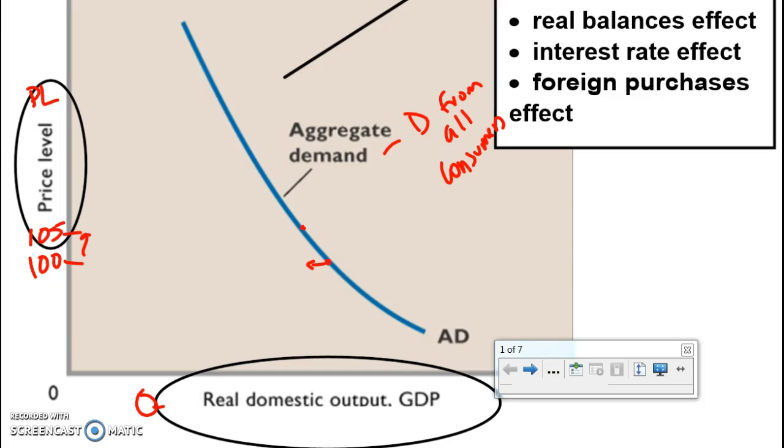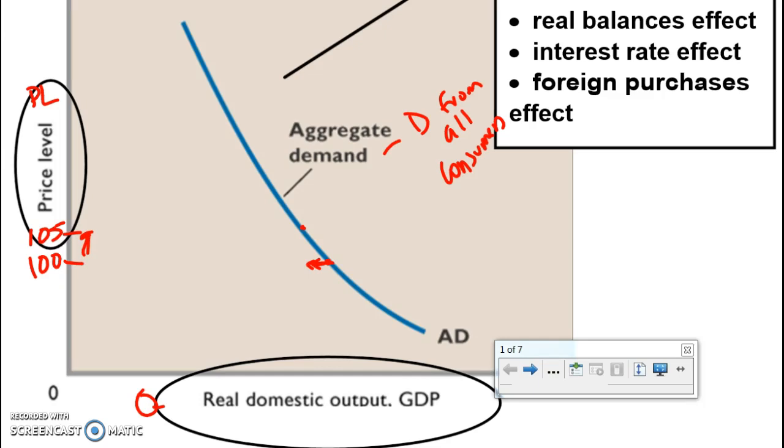I'm going to skip to the foreign purchases effect. The foreign purchases effect says that if our price level goes up compared to another country, say Canada, then we would be more likely to import things from Canada at their lower price and less likely to buy our own goods. So again, price level goes up, quantity of goods and services purchased within our economy will go down.